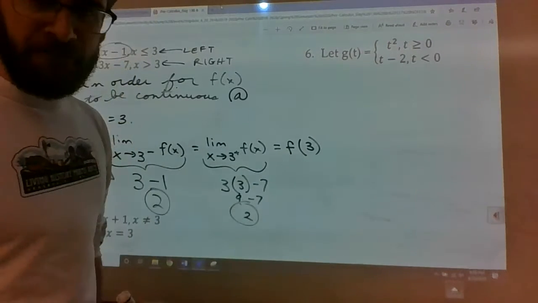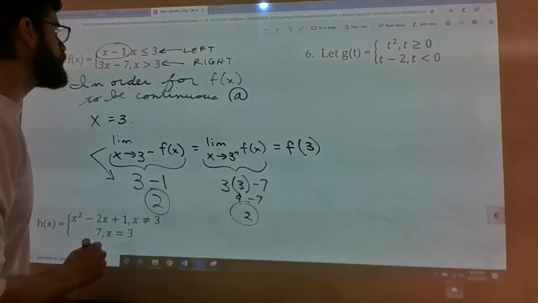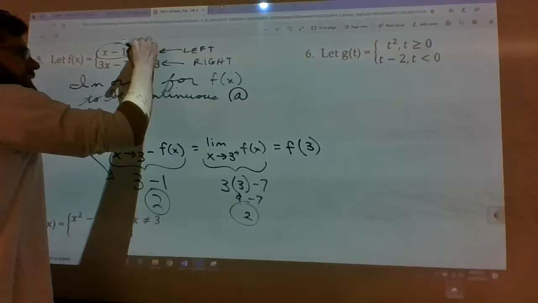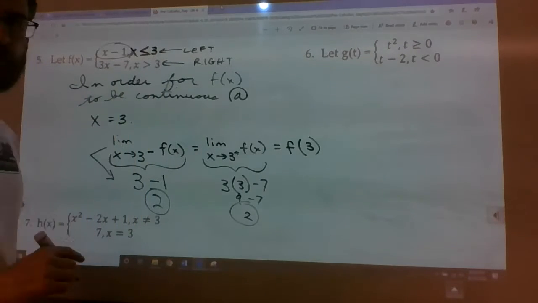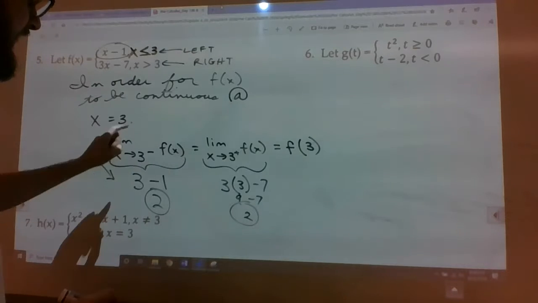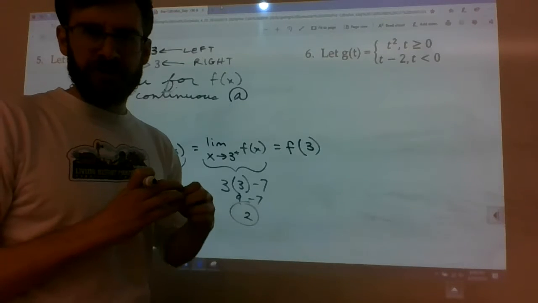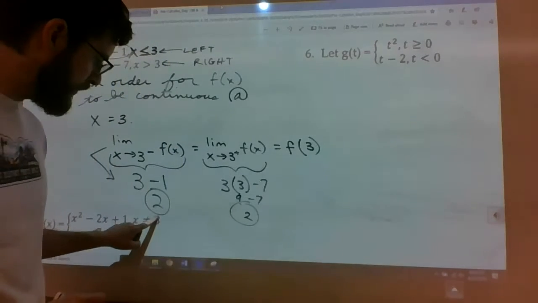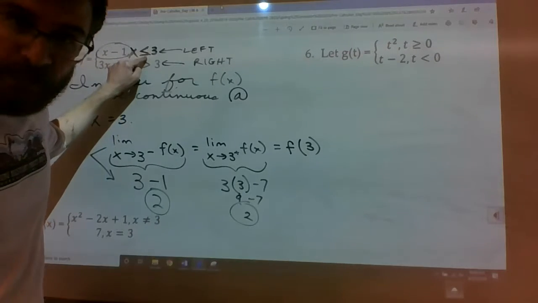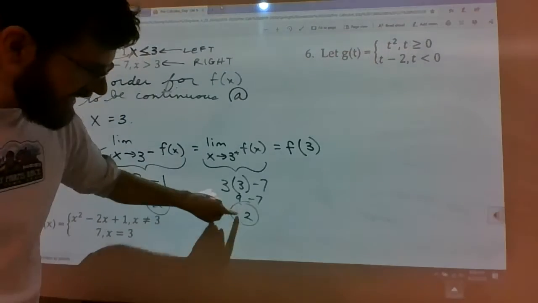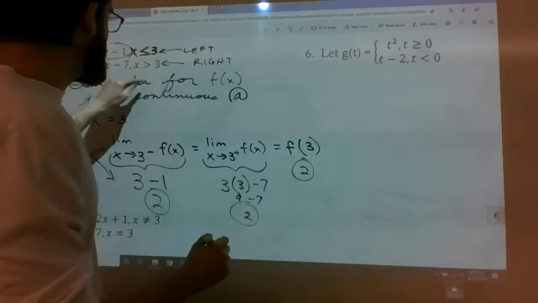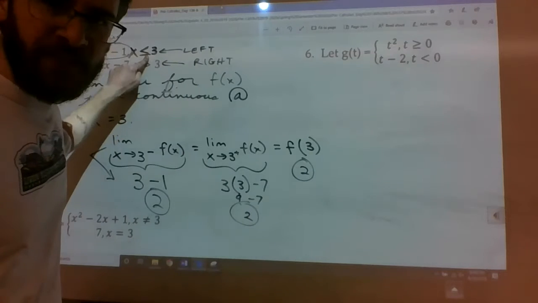Now, what is f of 3? Well, here's the dead giveaway. The equal to part. The equal to part states that it's not just does it approach this open hole at the y value 2 when x approaches 3. It's when it's equal to 3, it equals 2. So f of 3 also equals 2 based on this little equal to part right there.